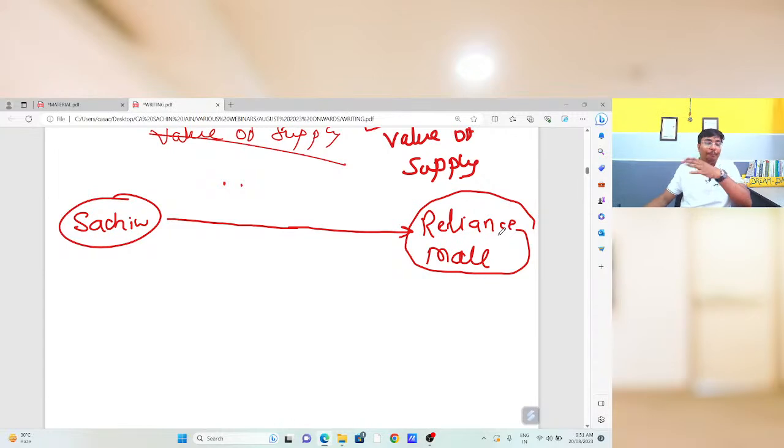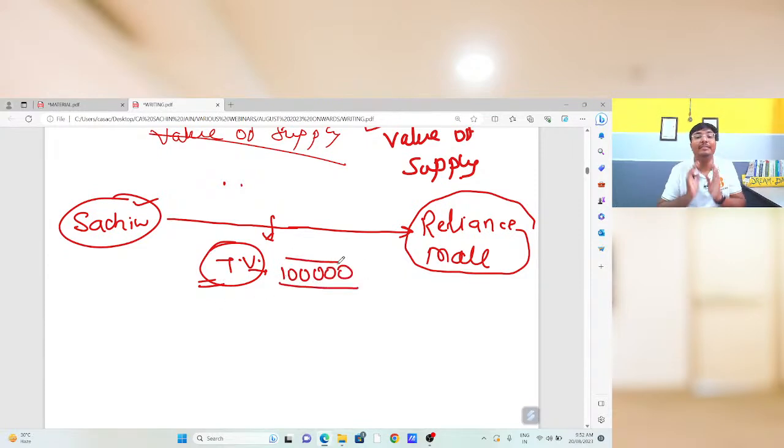So the first situation I am going to take is that Sachin is going to Reliance Mall to buy something. From that Reliance Mall, I am going to buy one television. Suppose the value of that television is 1 lakh rupees. I am going to pay 1 lakh rupees to Reliance Mall, and Reliance Mall is also charging GST on that particular amount. Suppose the GST is at the rate of 18%.